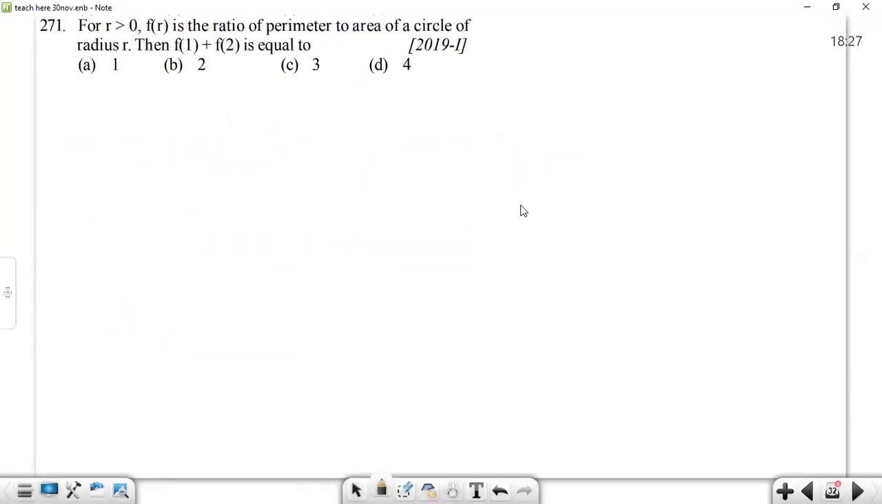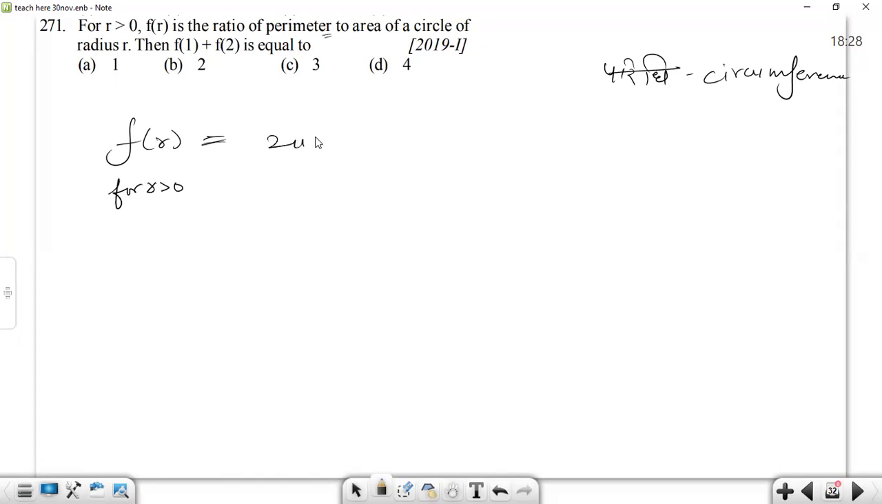Solution. Let's solve this question now. f of r is the ratio of perimeter to the area of a circle. Tell me what is the formula for perimeter of a circle? Perimeter is basically circumference. What is the formula of circumference of a circle? Come on, tell me. 2 pi r. To the ratio area of a circle of radius r, so pi r square. The function becomes 2 by r. Sorted? And r has to be greater than 0. This is one condition. So this is our function now.